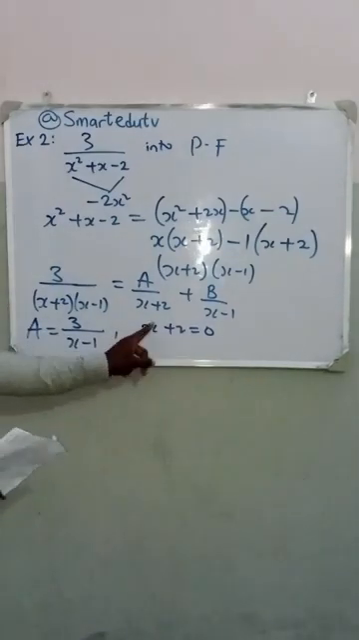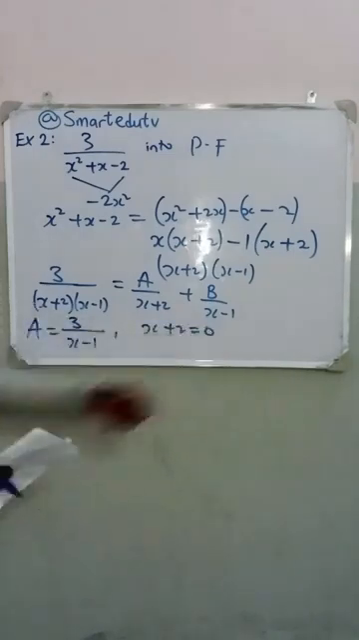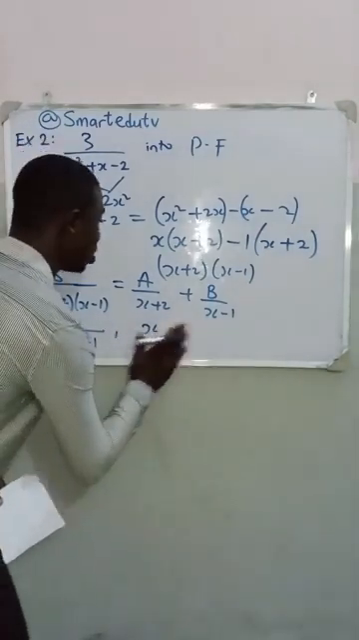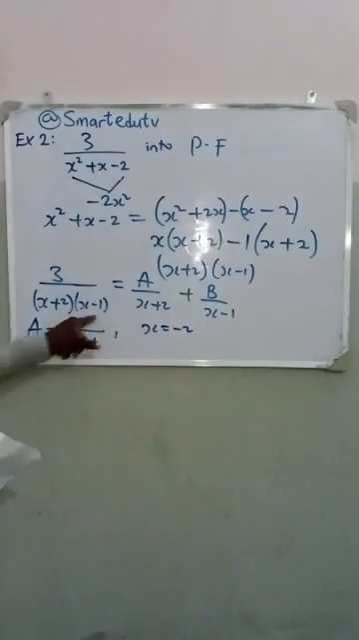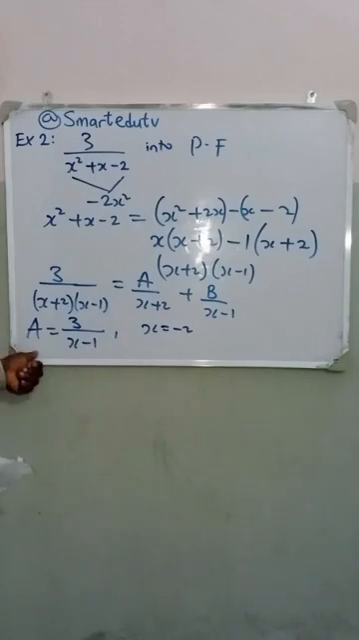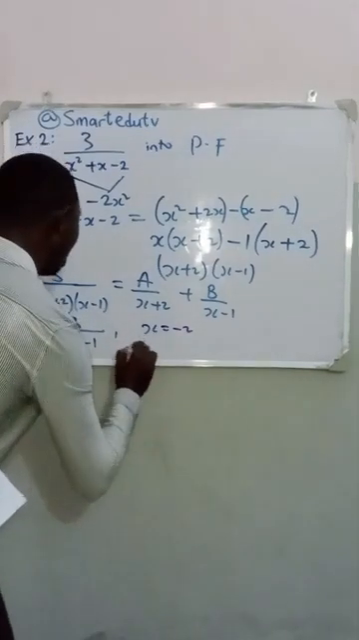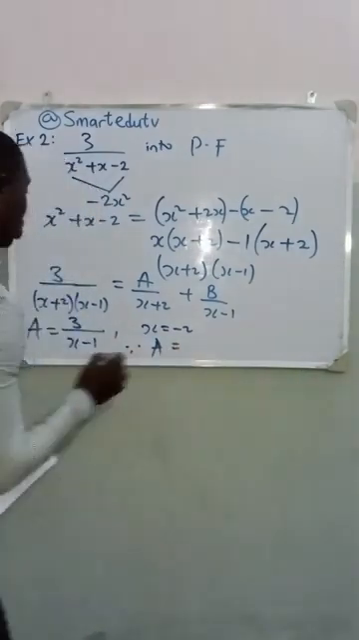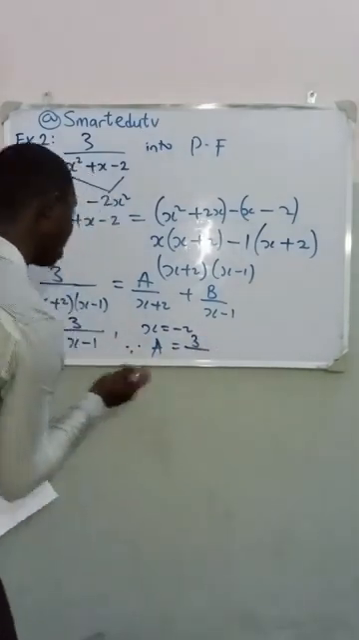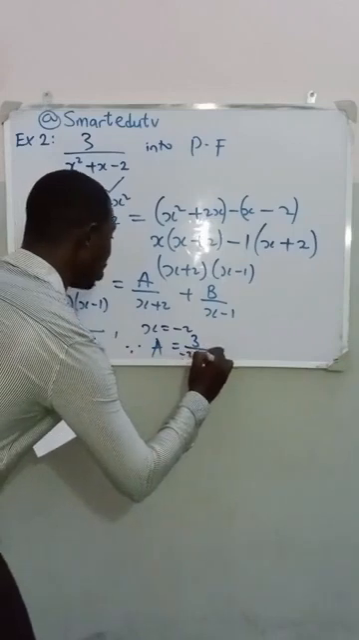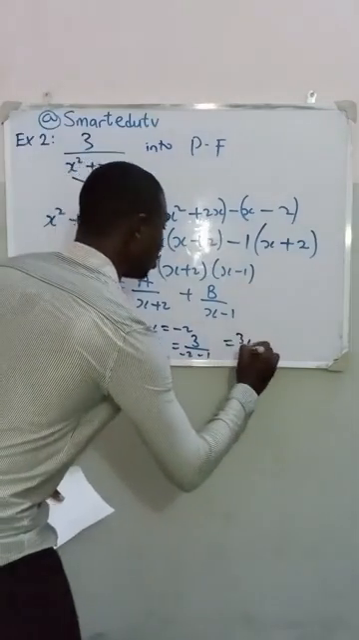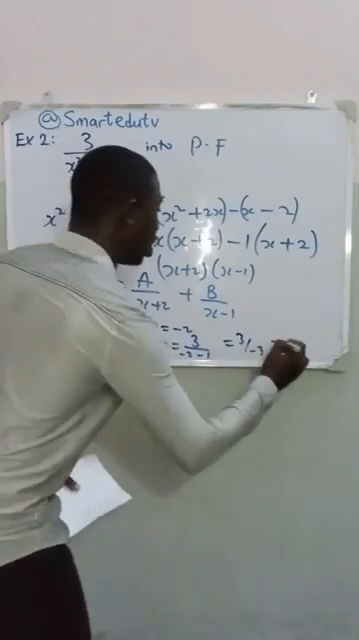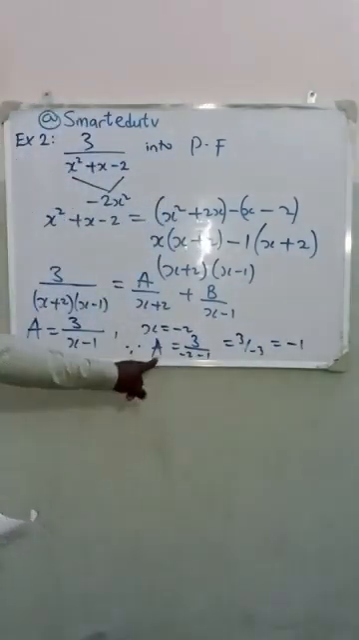When you set x plus 2 equal to 0, what is the value of x? x equals, 2 goes to the other side and becomes negative 2. x equals minus 2. It means that if I put the value of x as minus 2 inside this expression, I'm going to get the value of A. Therefore, A equals 3 over minus 2 minus 1. Minus 2 minus 1 gives us minus 3. So what is 3 over minus 3? The value of A is minus 1.